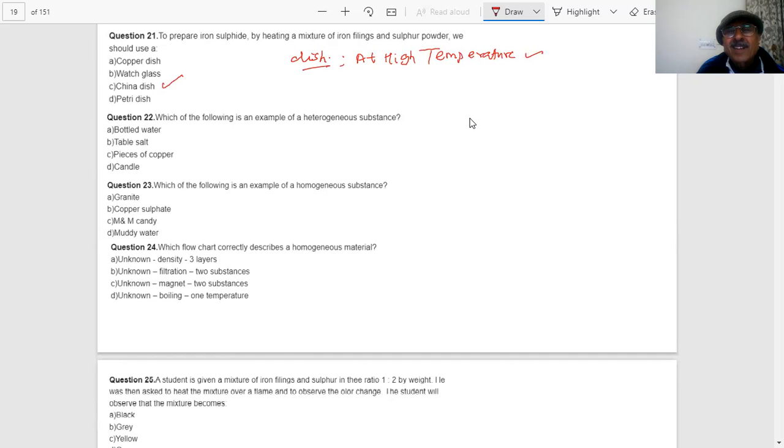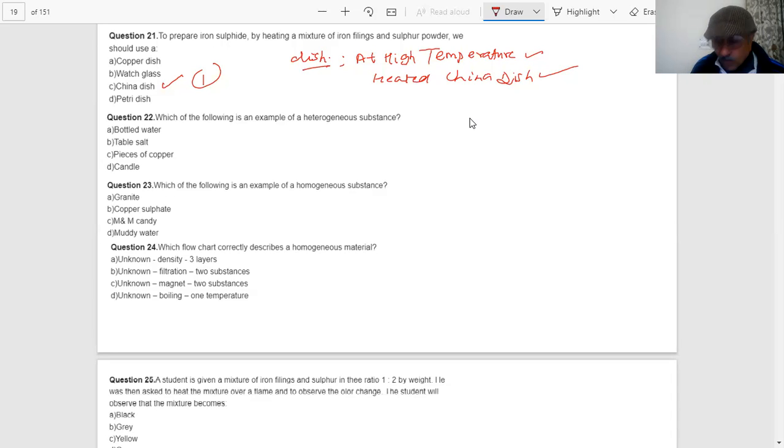This doesn't crack. It can be heated. China dish. Okay, that is the correct answer. If you use something else, then that can break with the temperature, students, or it may react with iron or sulfur powder. Therefore, we don't use them.